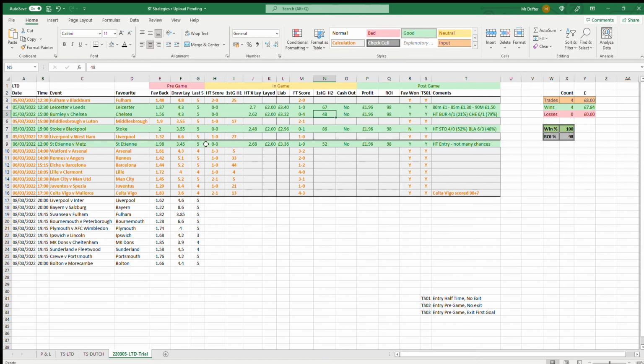I think if I laid them before the game started, there's then an argument for cashing out when the first goal goes in, especially if the first goal goes in the second half, because then there's a chance that the other team could come back into it and equalise.